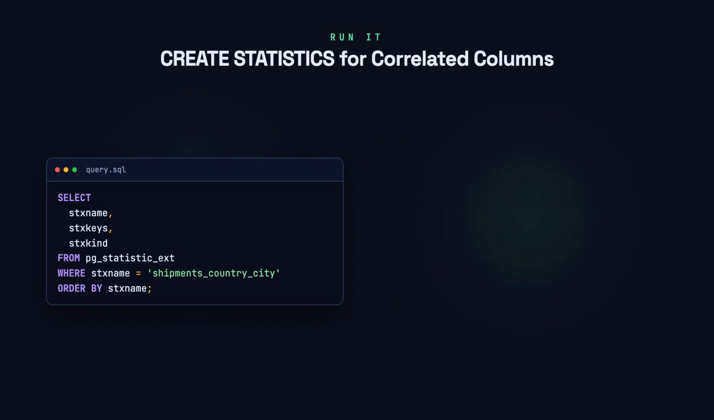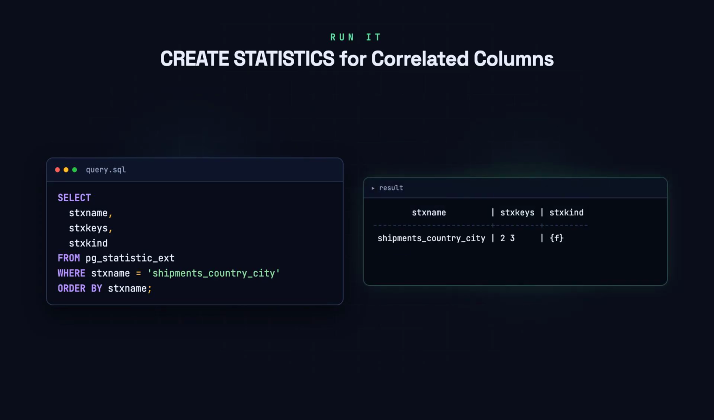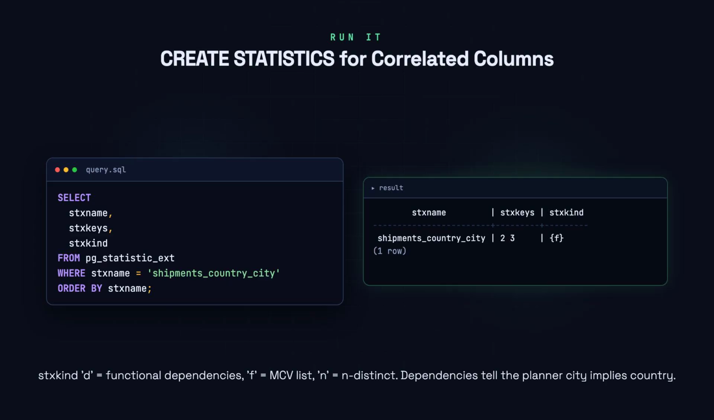Create statistics with the dependencies option tells Postgres that city and country are not independent columns. Without this, the planner multiplies their selectivities, underestimating rows. With it, the planner knows that filtering on both columns is far less selective than the product of their individual fractions.